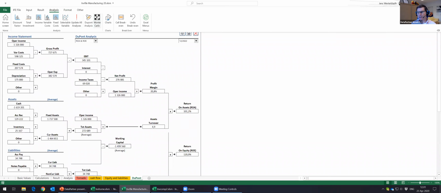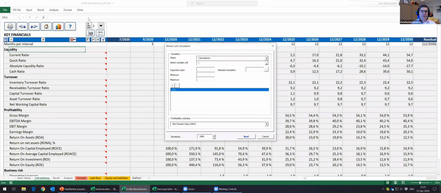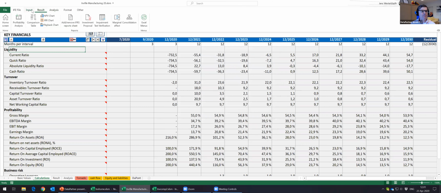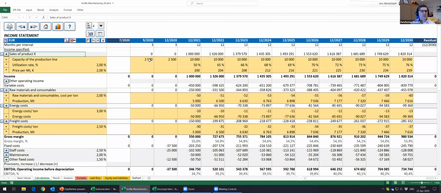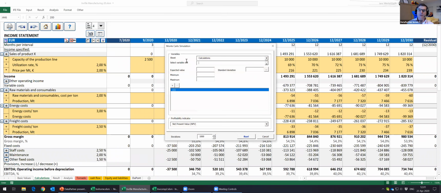And then we have the Monte Carlo analysis still. So just to show you, let's make a really quick version of Monte Carlo analysis. Let's take on the price. It's like a random generator of numbers within some certain values, taking some standard deviation into account.